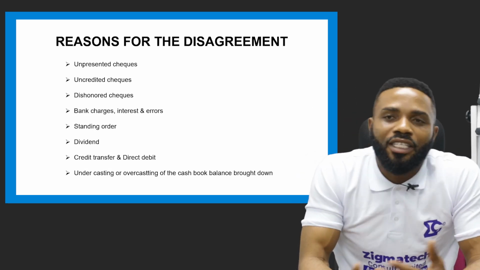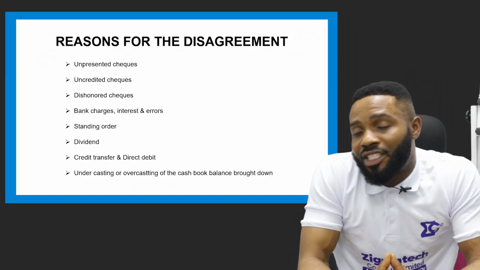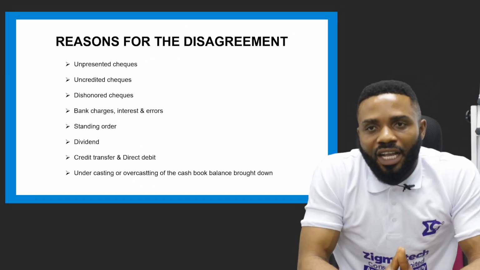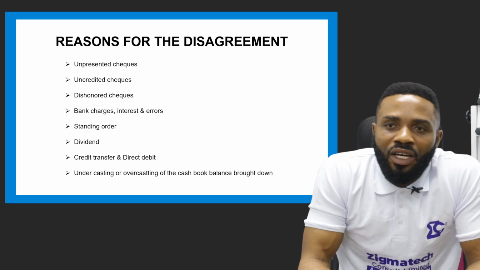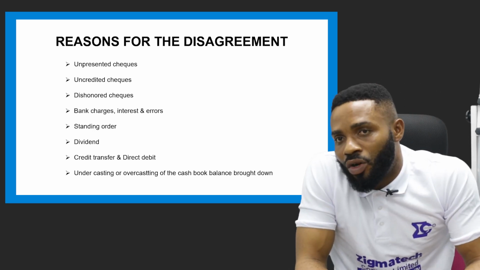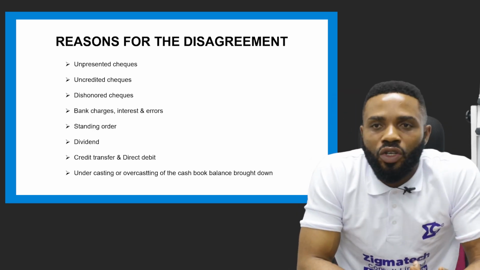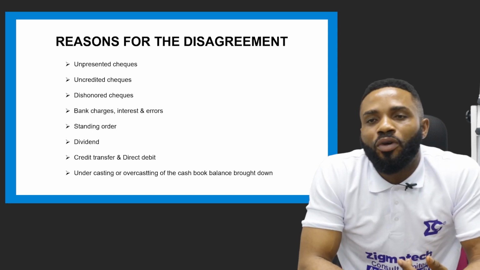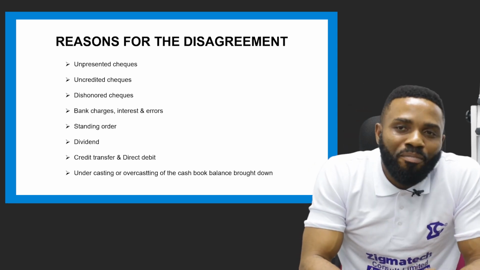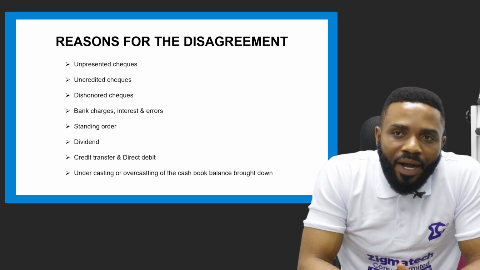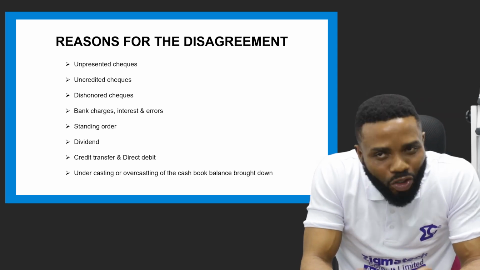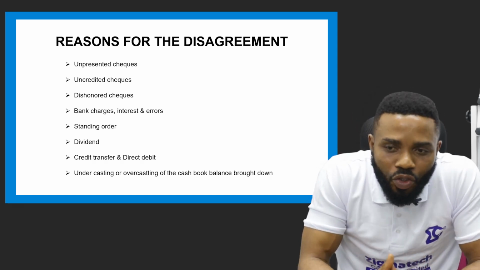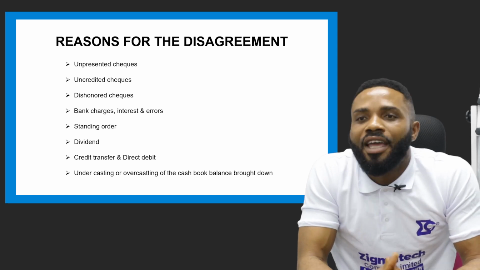The next one is dishonored check. A check can actually bounce. A check can be dishonored. We have three reasons why a check can be dishonored. Number one, if the signature on the check does not correspond with the signature in the bank. You open the bank account and your signatures are not regular. What you have with you is different from what is in the bank, it will bounce.